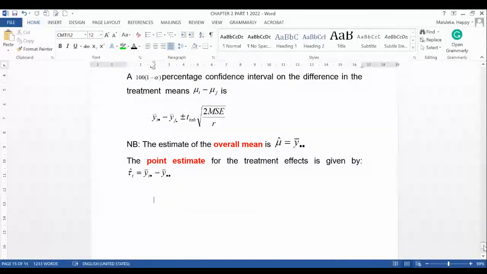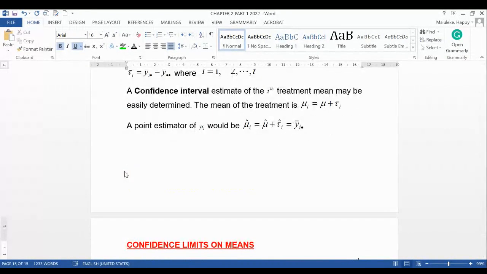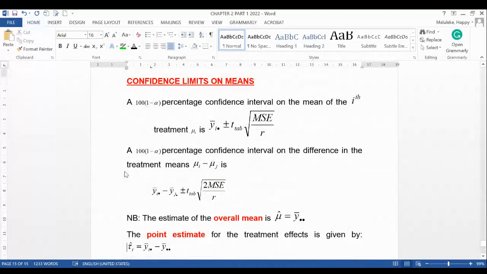So it's possible that I can ask you to use the confidence intervals to tell which means are different or which means are the same. So for the 4 methods that we discussed for pairwise comparison, you must know their confidence intervals. So it's going to work like this, guys.